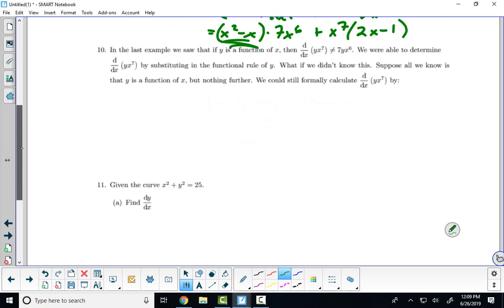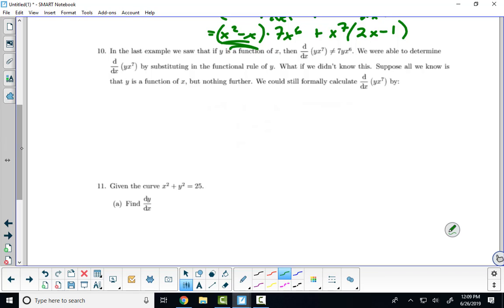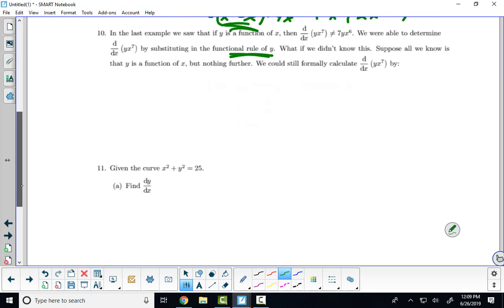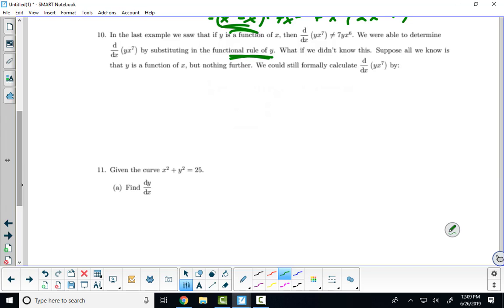In the last example, we saw that if y is some function, then you cannot just bring the y along as a constant. And in this case, we were able to figure it out because we knew what y was. At the very beginning of this problem, I said y is this function right here. So when we had to take the derivative of a term involving y, we just did a substitution step. But we may not be able to determine what y is, for reasons that I mentioned before. We might not be able to solve for y. But we can still do this derivative just as we did.